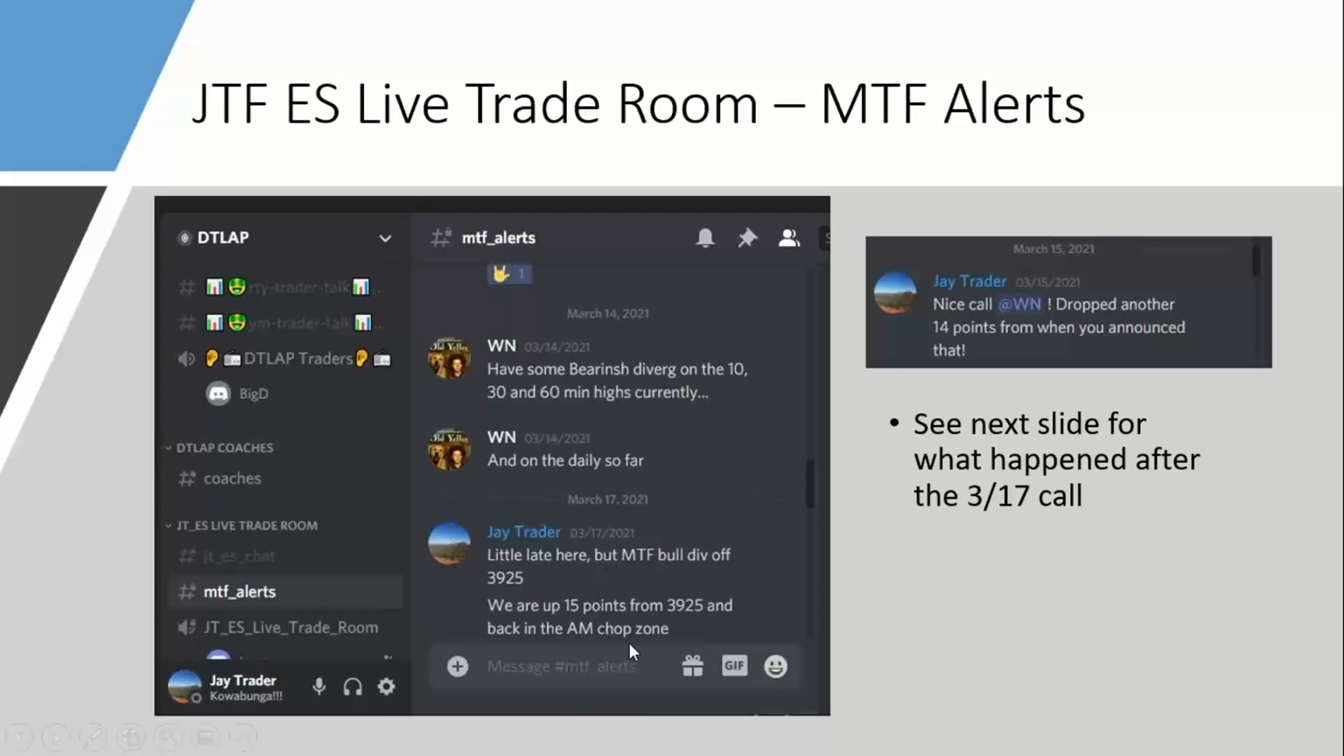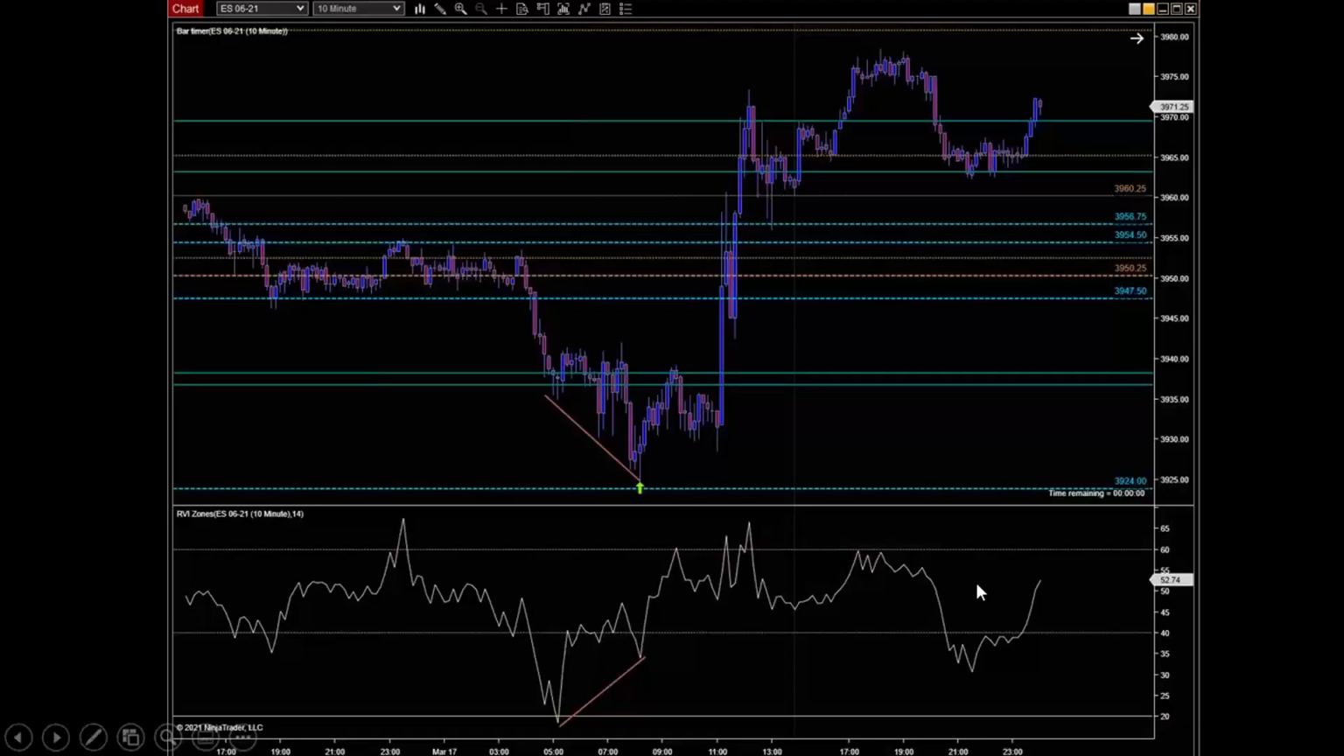When I came back to the charts not too long after that, I noticed this huge confluence. I'm talking about seeing things all the way across all the time frames, all showing me this market reversal signal. I said we were up 15 points from that 39.25 level, and we were back in that AM chop zone. So I'm going to go to the next slide here.